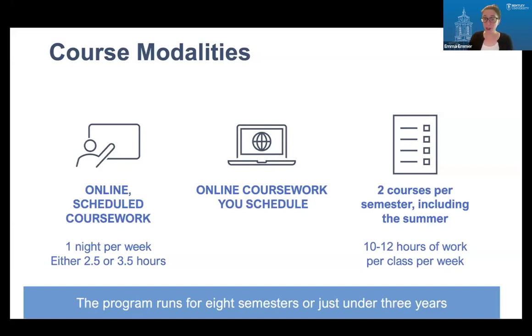I want to pause here before jumping into the application requirements just to talk a little bit about how people balance this program with their other responsibilities. Frankly, that tends to be the question we get asked most. And the way I'll take on that question is just to tell you a few stories of some of our students who have shared with me how they went about navigating that.